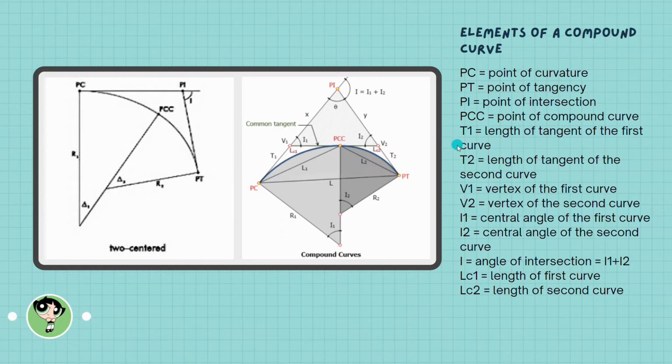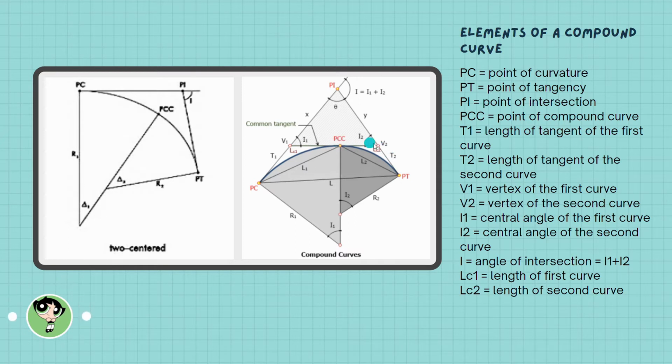Next is we have T1 and T2. This is the length of the tangent of the curve. T1 is the length of the tangent of the first curve. This is our T1. T2 is the length of the tangent of the second curve. This is our T2.